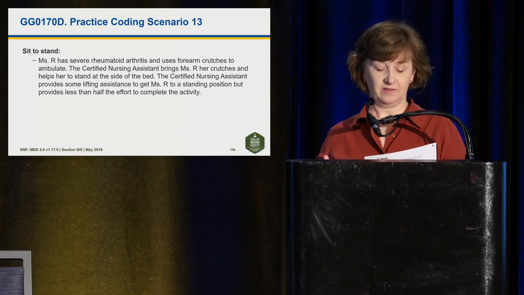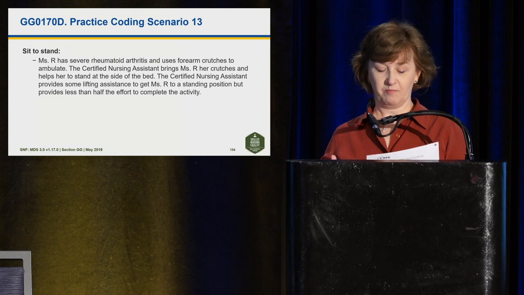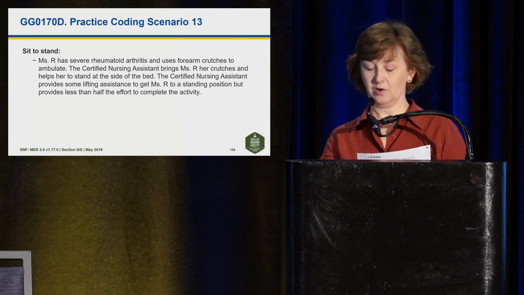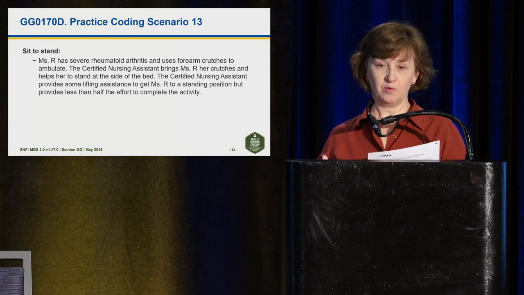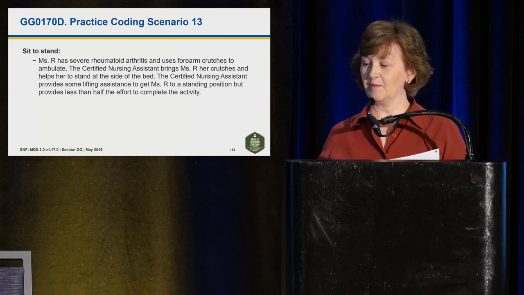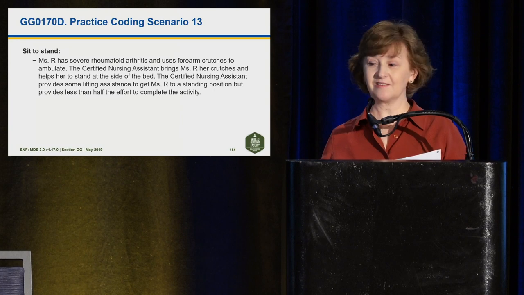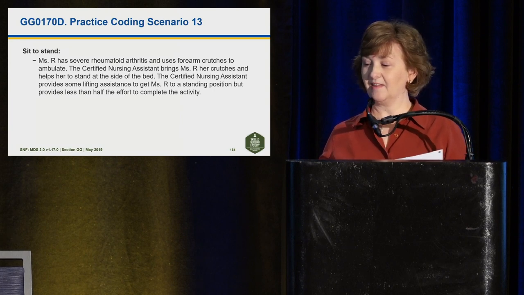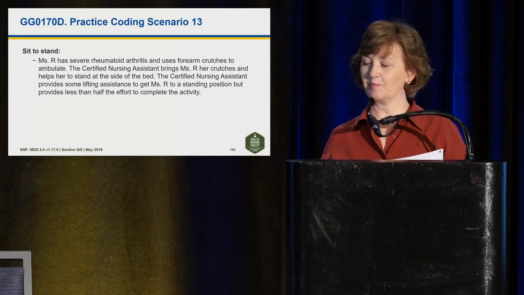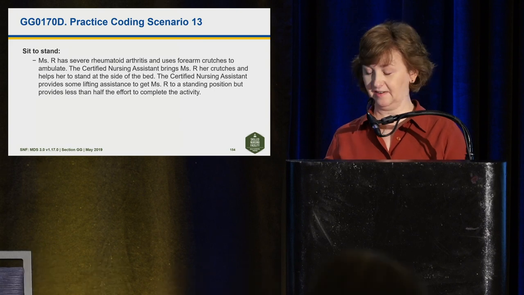And so then you'd ask, does the resident perform more than half of the effort? If the helper is providing less than half of the effort, and the answer is yes, then you would code 3. If the answer is no, that the helper is providing more than half of the effort, then the code would be a 2. So in this particular scenario, Ms. R comes to a standing position. There is definitely some lifting assistance being provided, and the certified nursing assistant provides less than half of the effort to complete the activity.